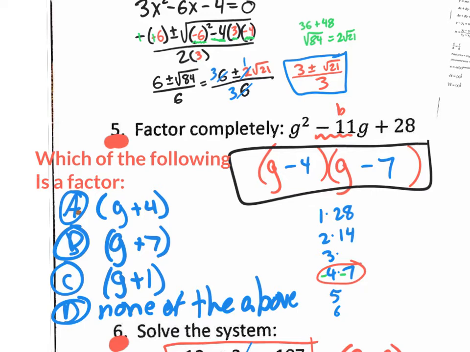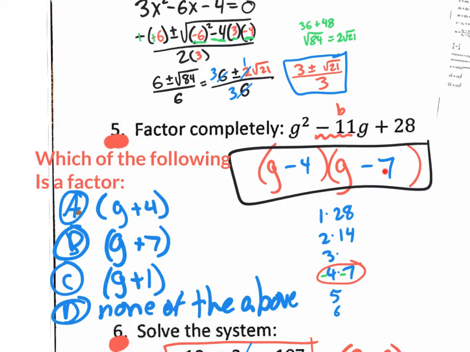So if they say which of the following is a factor, they're looking for either this one or that one. Okay, they're not going to put both of them. So I need to explain that to you so nobody freaks out when you read those instructions on the test. This is the correct factored form, but you're not going to see both of them right here. You're looking for either the G minus 4 or the G minus 7.